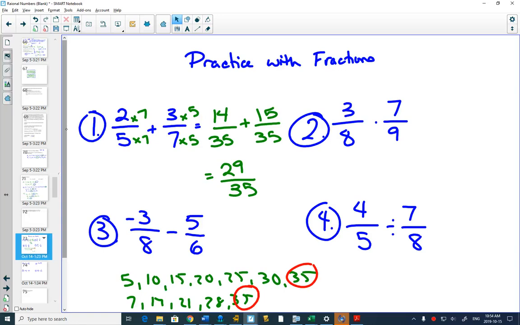It's true, you could multiply this one by 8 and this one by 6, which is 48, but there's a smaller one in this case. So again, if we think about our times table, that can really help us. So I'll give you a little bit of time to work on those.